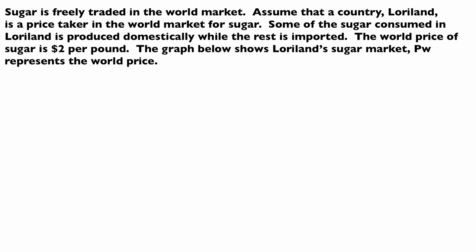Sugar is freely traded in the world market. Assume that a country, Lauraland, is a price taker in the world market for sugar. Some of the sugar consumed in Lauraland is produced domestically while the rest is imported. The world price of sugar is $2 per pound. The graph below shows Lauraland's sugar market. PW represents the world price.